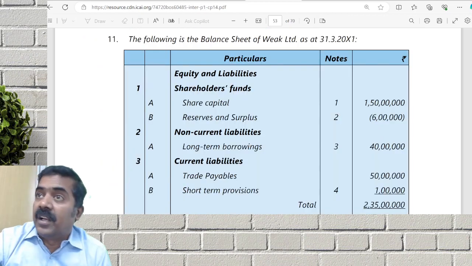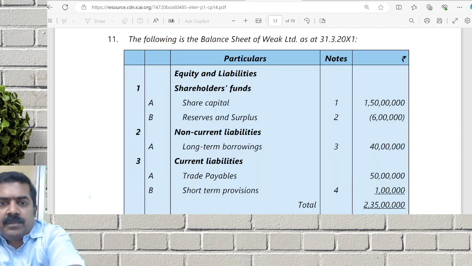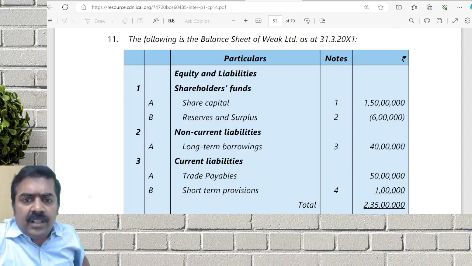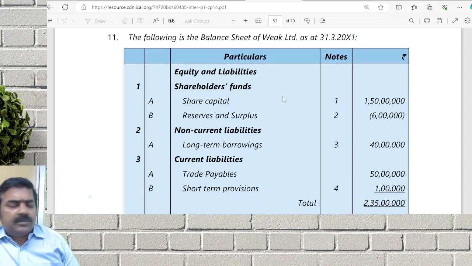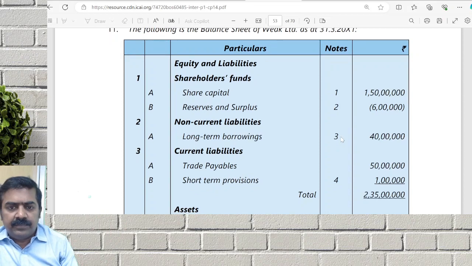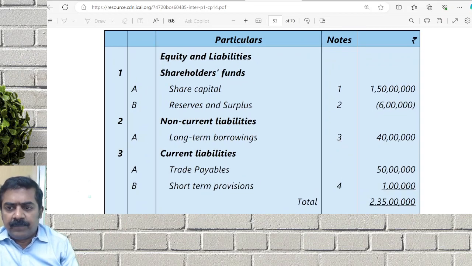This is question number 11 of your study material. That is a practical question. Just look at the display, that is sufficient. Share capital 1 crore 50 lakhs. Reserves and surplus 6 lakhs, negative balance. Long-term borrowing, trade payable, short-term provisions are given.